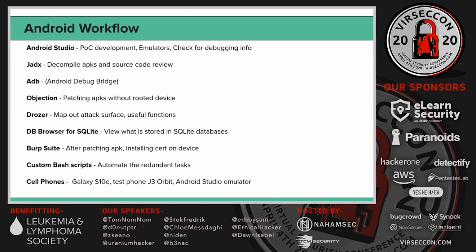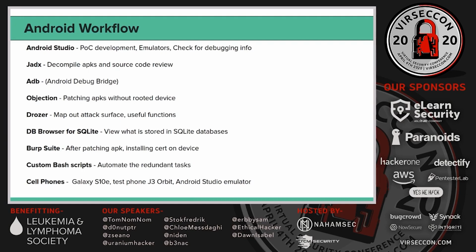I use Android Studio for proof of concept development, and emulators to test APKs and install them on the fly. Also check to see if developers leave logging functions in, because these logging functions will print data over the network on ADB. Sometimes it'll leak API endpoints. It makes it really easy to enumerate mobile endpoints.